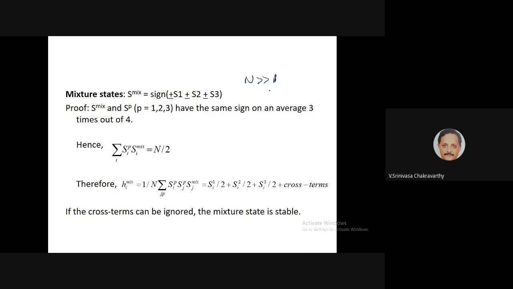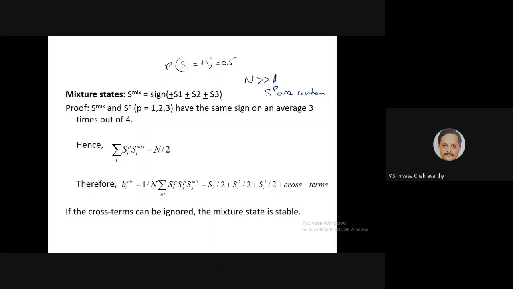And S is random. By that we mean that for a given bit, the probability of S_i being equal to plus 1 is 0.5, and S_i being equal to minus 1 is also 0.5. So there is no bias in the bit value. Under those conditions this is valid. I won't go through the proof, but basically, under those conditions, if S1, S2, and S3 are stable, S mix also ends up being stable.